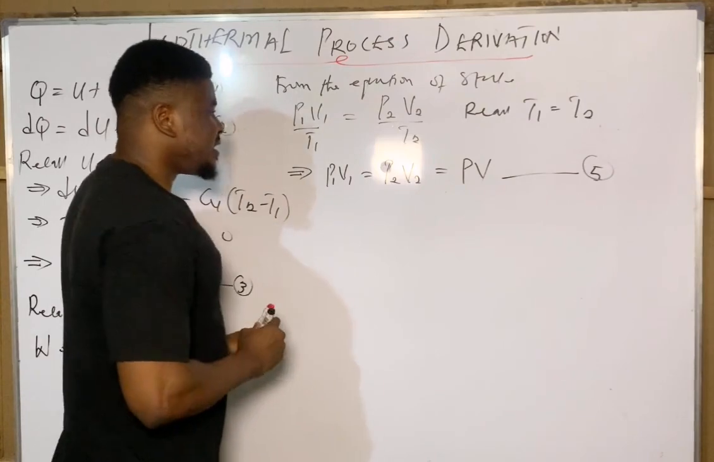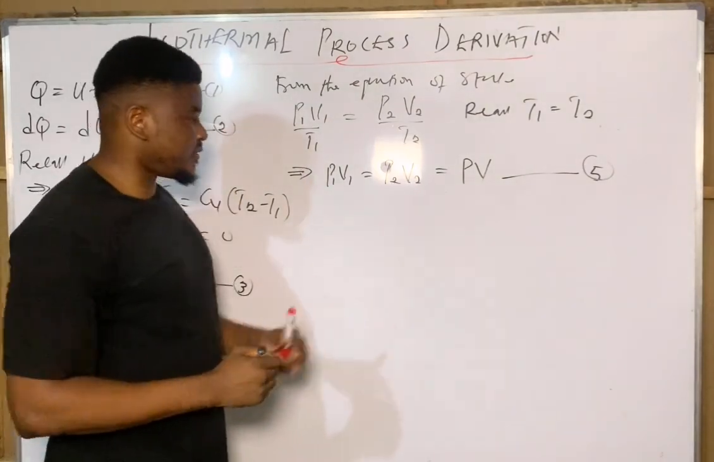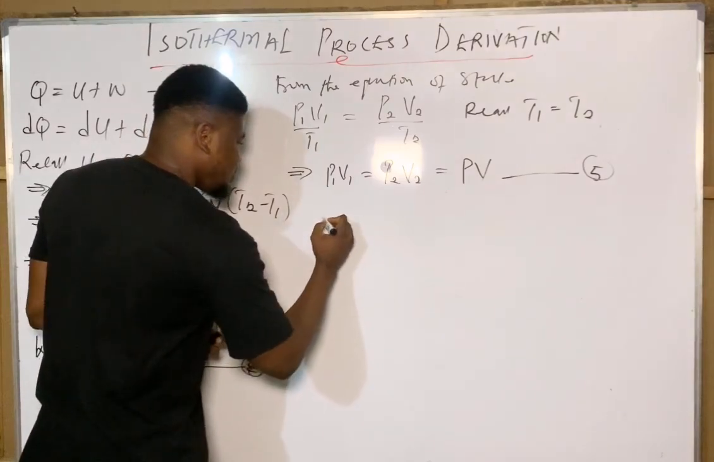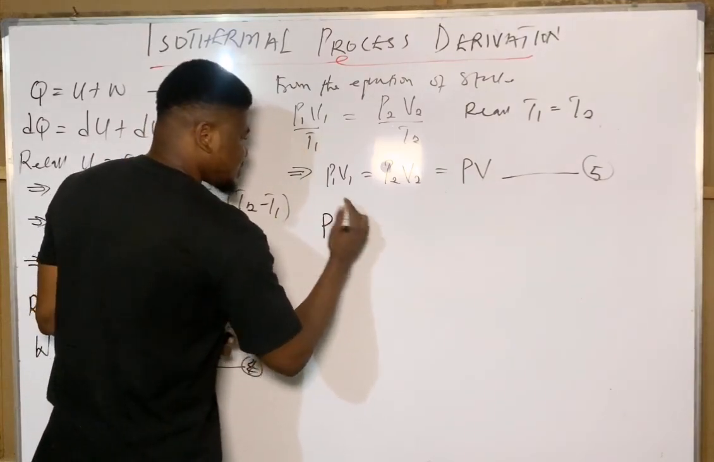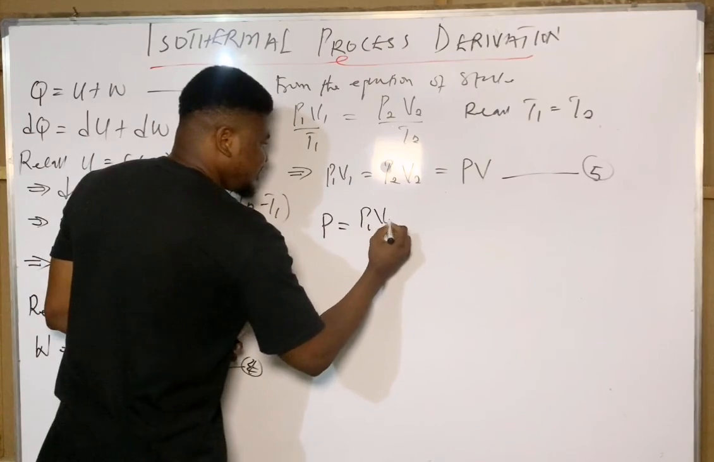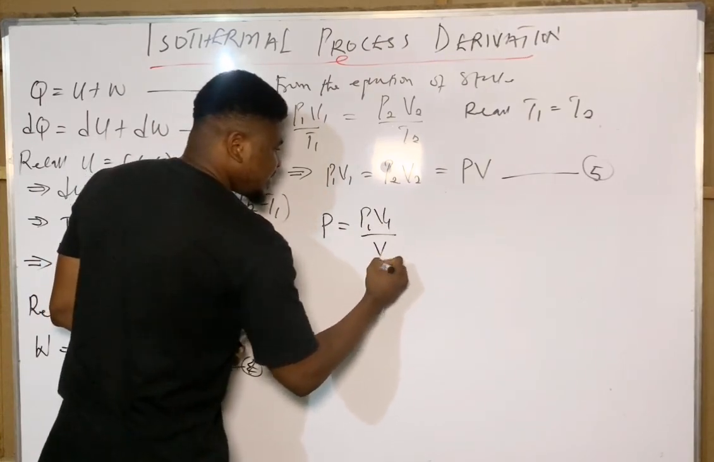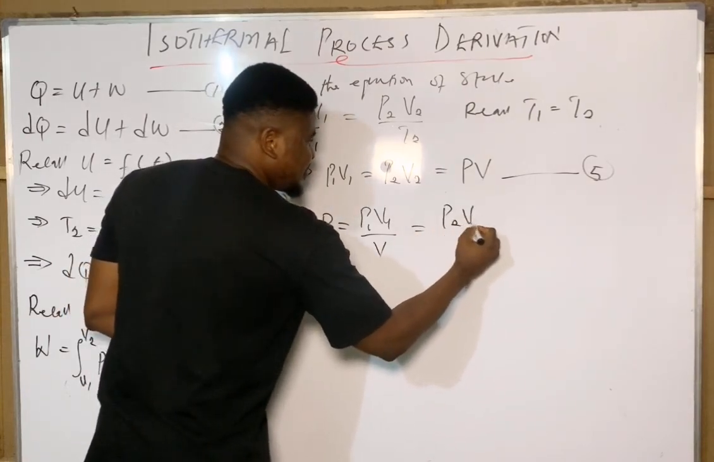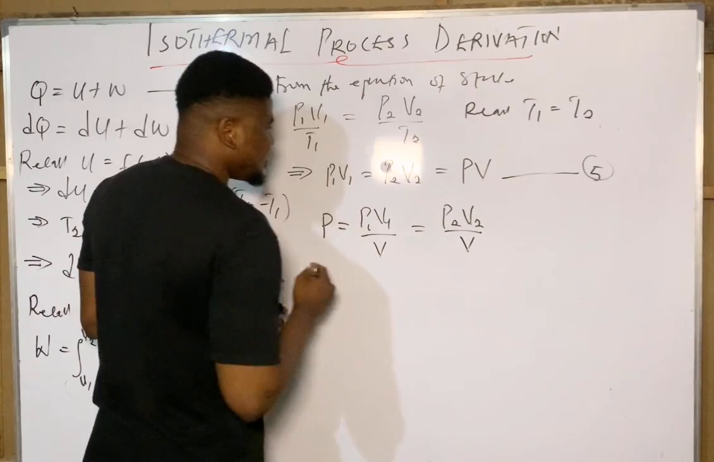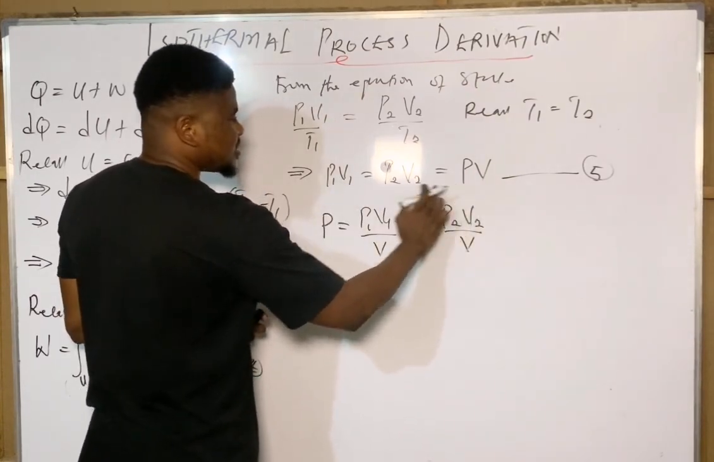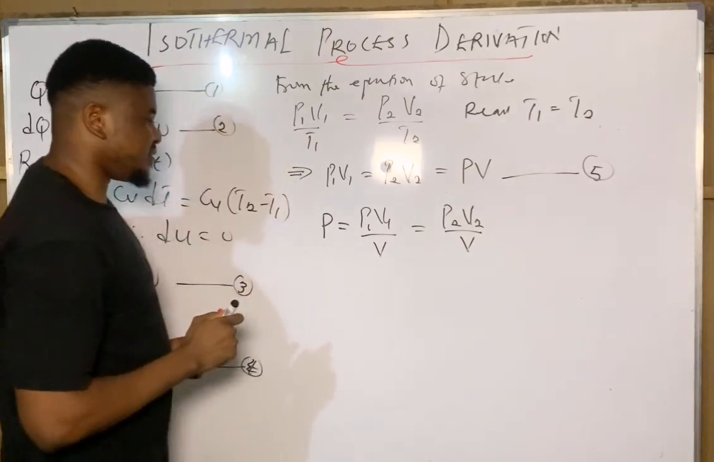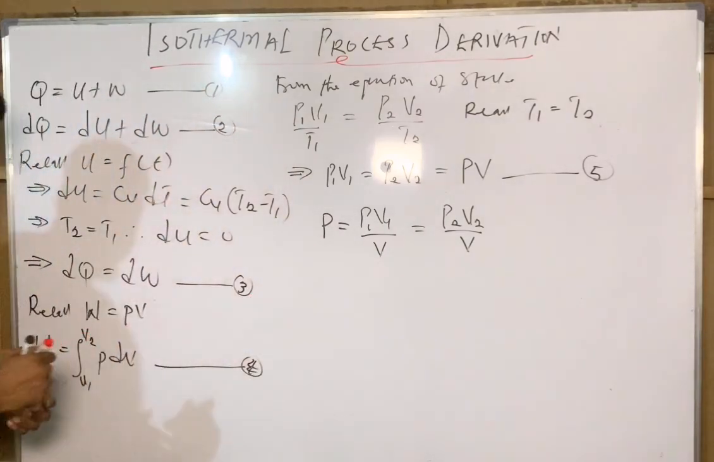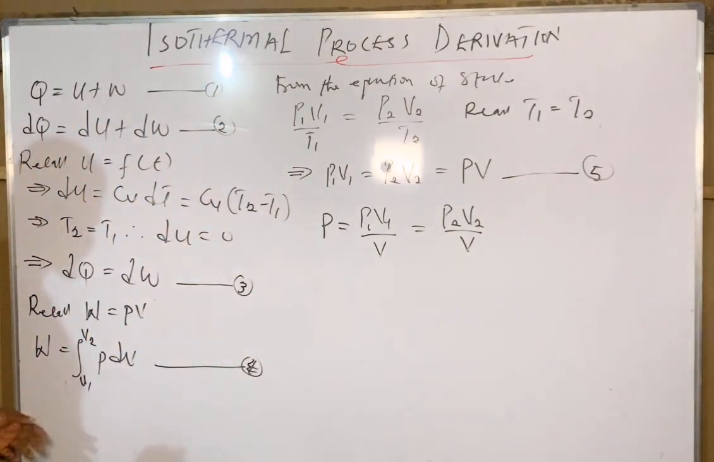Now from 5, let's make pressure the subject of the formula. If we do that, we are going to have P equal to P1 V1 all over V, and this is also equal to P2 V2 all over V. So you divide both sides by V. Now this is our pressure, and we simply plug this pressure in place of the pressure in the work equation, right?